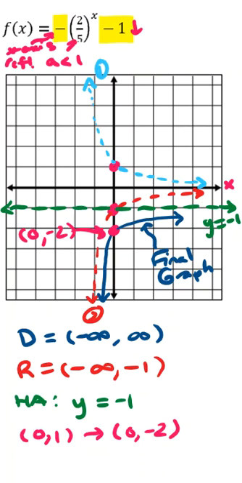And there we have it, a sketch of the exponential function negative 2/5 to the power of x minus 1.